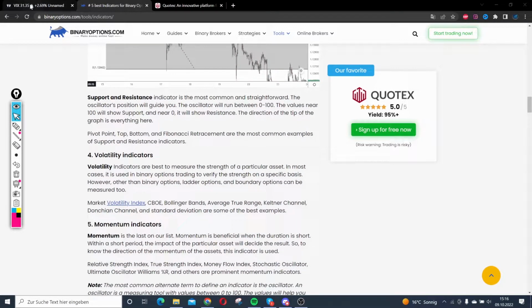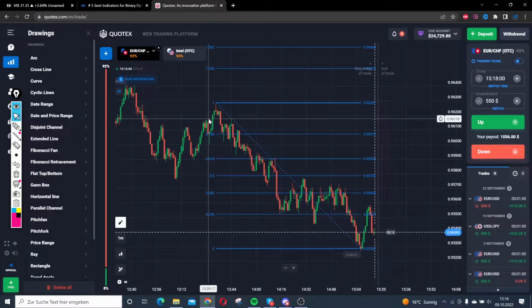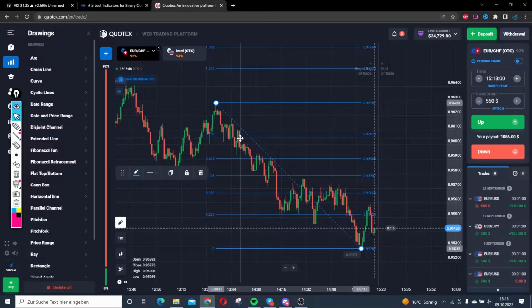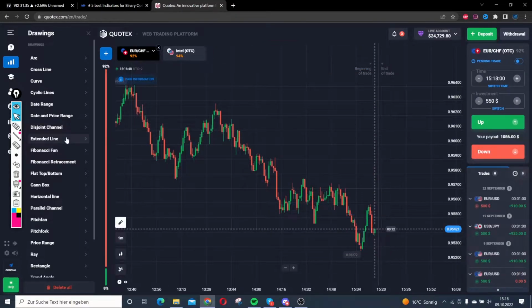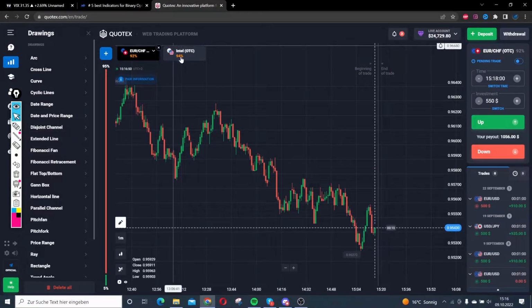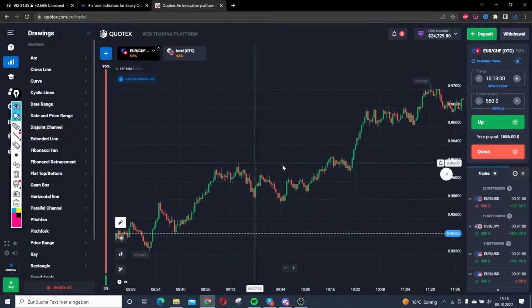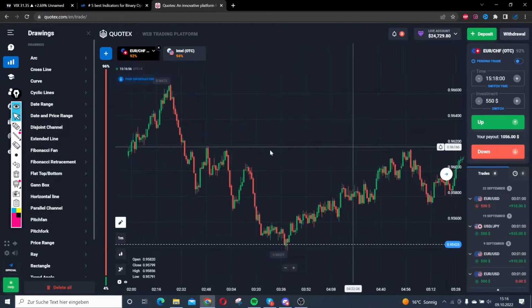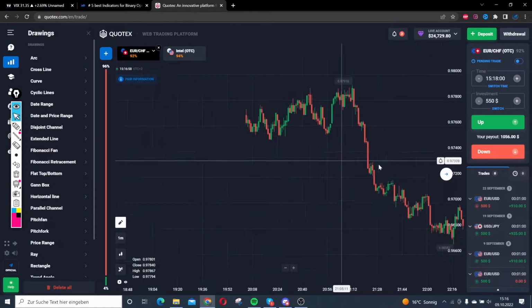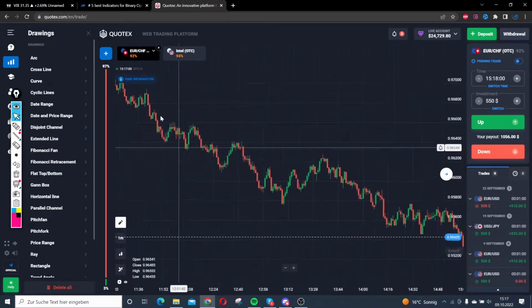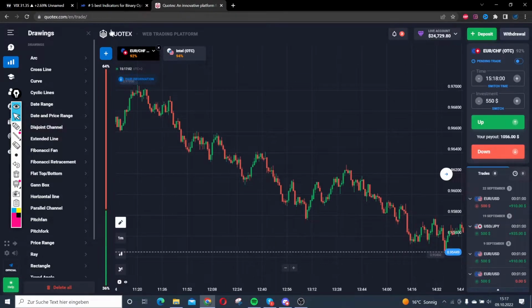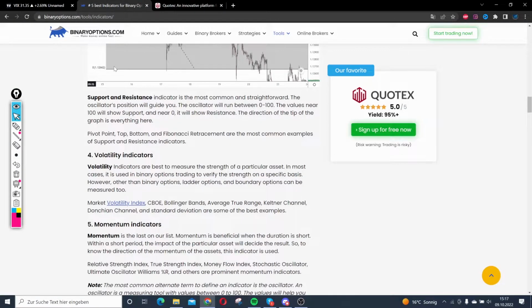Volatility indicators would also be Bollinger Bands. Volatility is very important to measure if you do professional trading. Volatility just shows you how far the market is moving. Here, for example, I don't see much volatility. This is Euro Swiss francs.